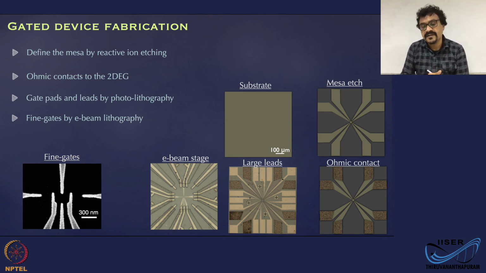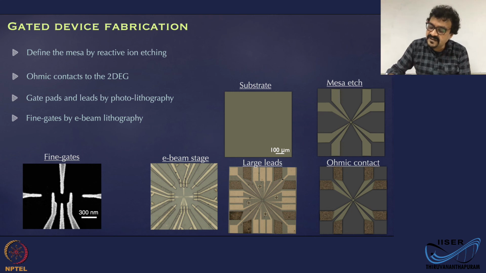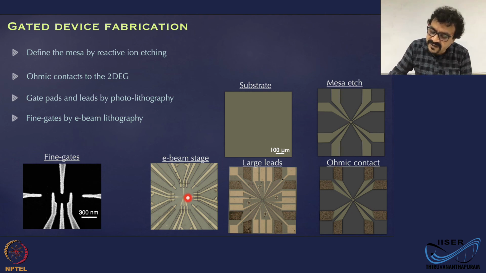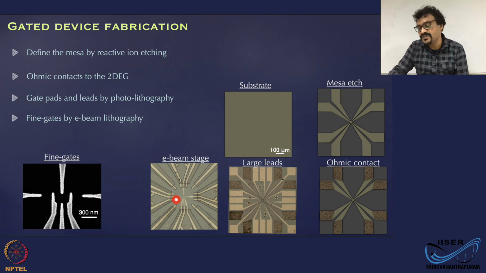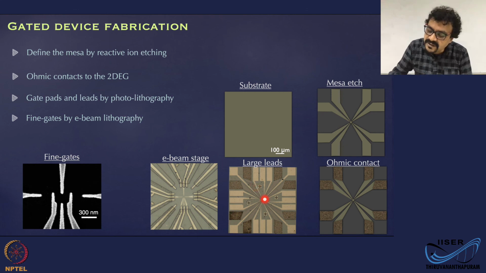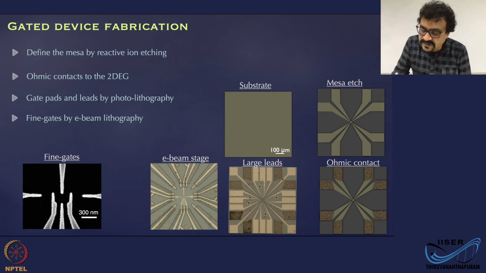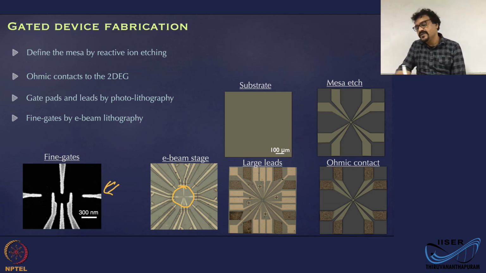The next step is to define the larger gate structures, which are defined by photolithography. Again, these features are pretty large, a few micrometers being the smallest feature here. These are done by photolithography. Eventually, you need to define really small structures, in the few tens of nanometer scale in the middle. That is done by electron beam lithography. After this step, you draw this small feature, which is shown here in the enlarged SEM picture, the scanning electron microscope picture. That is done by electron beam lithography.